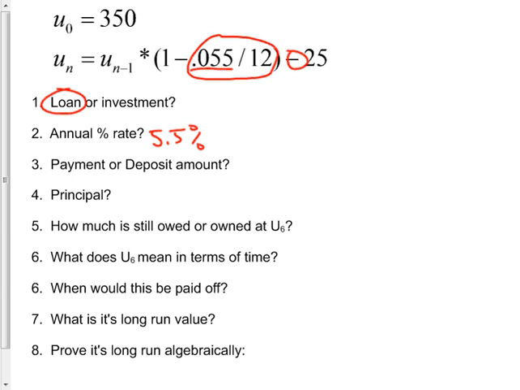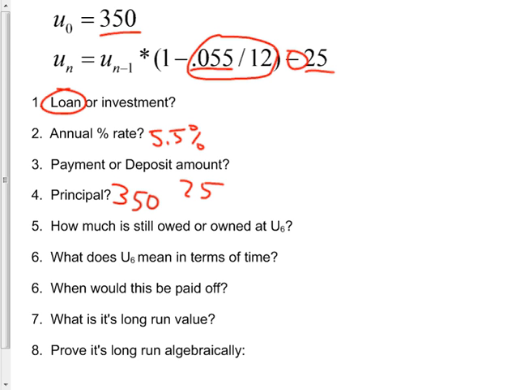5.5%. You get that? Okay, the next thing. Payment or deposit amount. The payment is this 25. The principal, that's the original starting money, 350. How much is still owed at U sub 6? All I have to do is look on my table and find U sub 6, and I could find that amount really pretty easy.